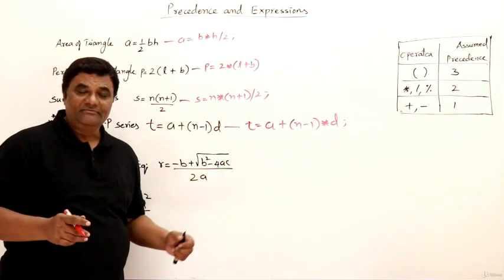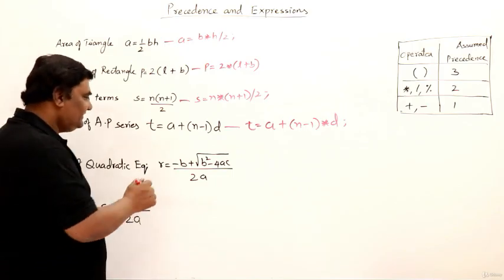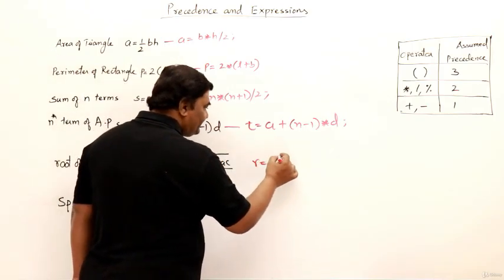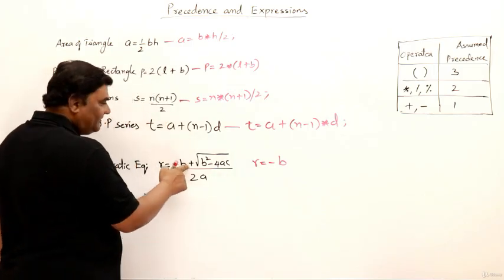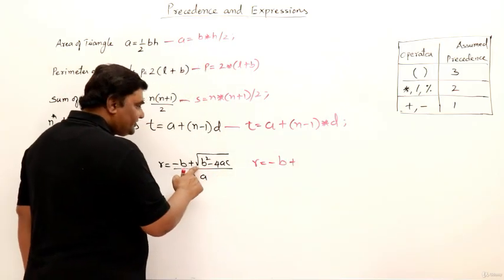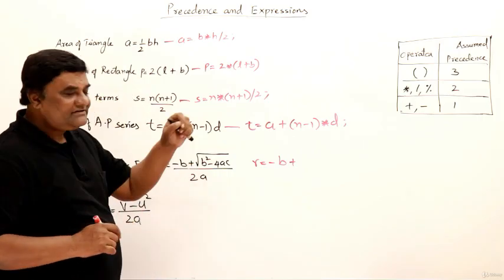Now coming to the next formula, root of quadratic equation. This is a little lengthy formula. Let us write it. See, R assigned with minus B. Okay, minus B. Only one root I am taking. It is plus or minus, so we'll take just plus. Then square root of B square minus 4AC.